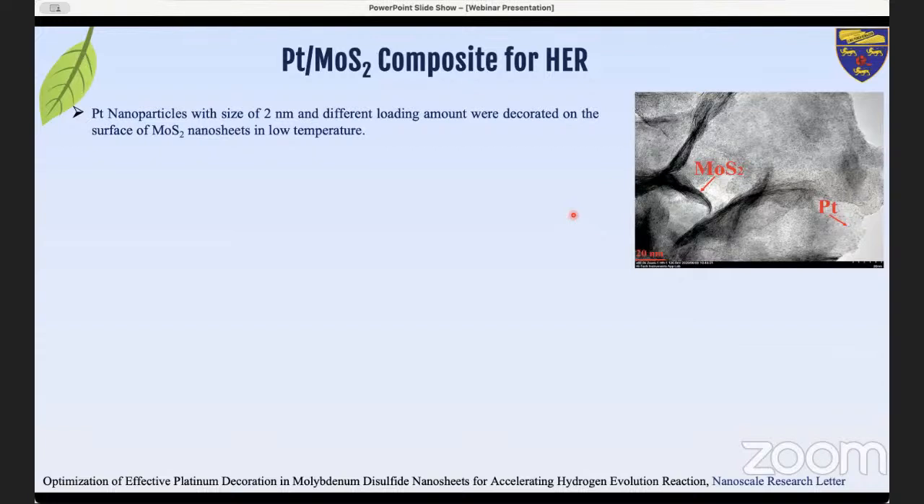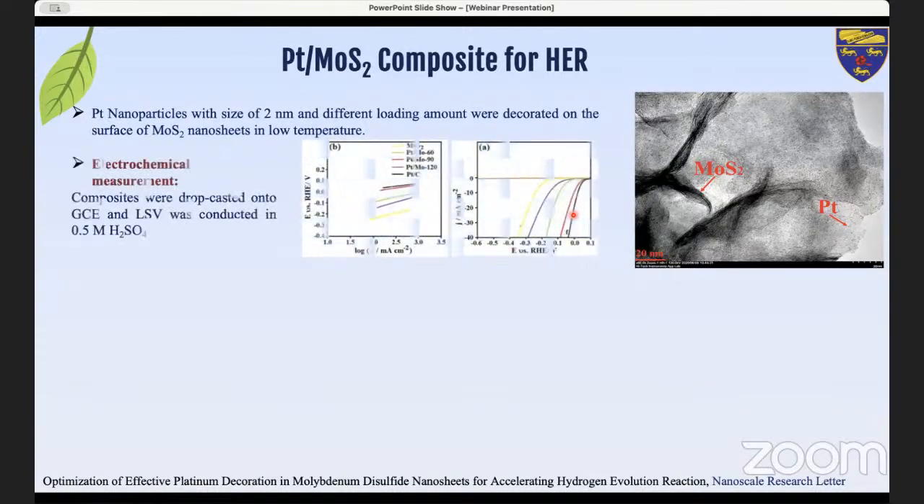So they decorate the platinum, with a size of 2 nanometer, on the surface of molybdenum disulfide, and then they utilize this composite for HER, the hydrogen evolution reaction. If you have a look at this graph, this black one is related to commercial Pt. And then Mina thought that maybe the content of platinum affects HER, and she tried to optimize the amount of platinum on the surface of molybdenum disulfide.